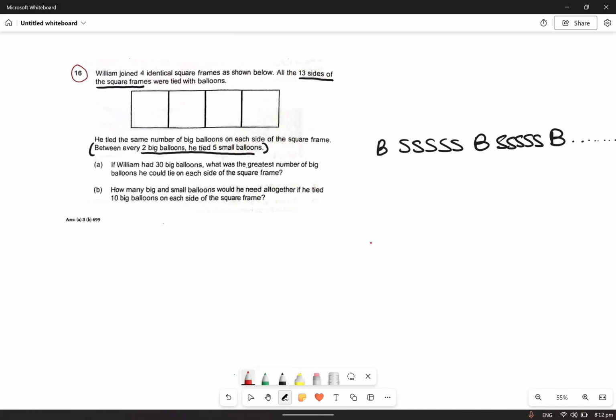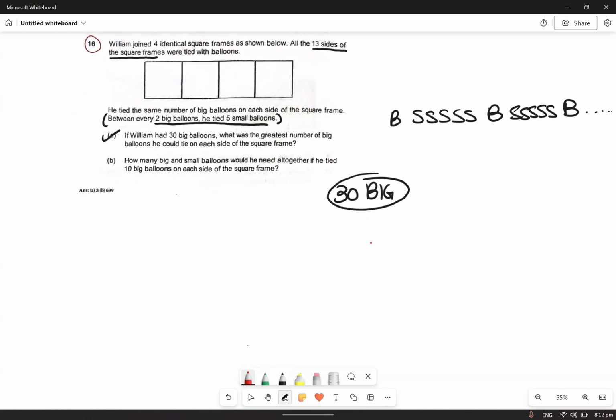Now, the question says, in A, if William had 30 big balloons, so we write down first 30 big balloons. What was the greatest number of big balloons he could tie on each side of the square frame? So what I'm going to do is draw it out again. I'm going to sketch it out, so I don't really need a ruler.